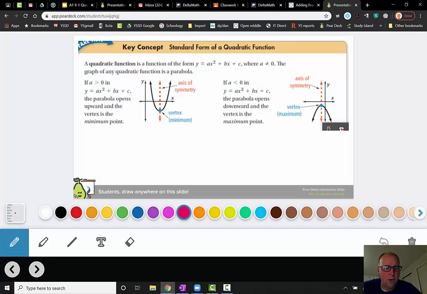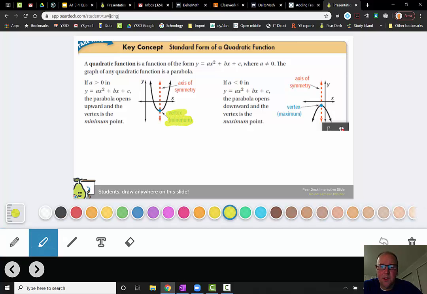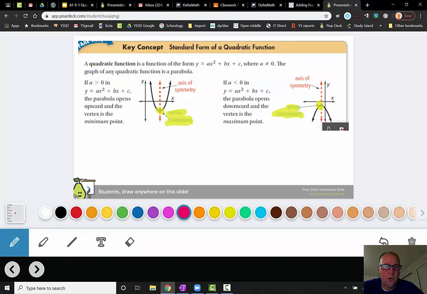So here, this just recalls all the vocabulary. So let me grab my highlighter. Say this is the vertex, right? We can call it a min or a max. Okay, but that vertex is just the highest or the lowest point that we have, and that's based on whether it opens up or opens down. So just some other things to point out here.